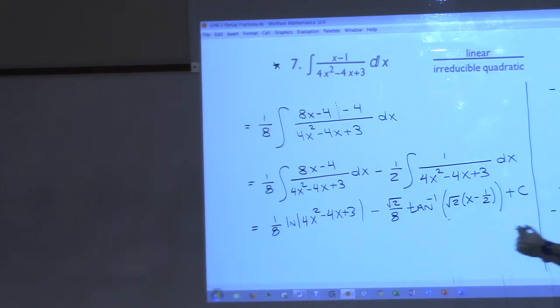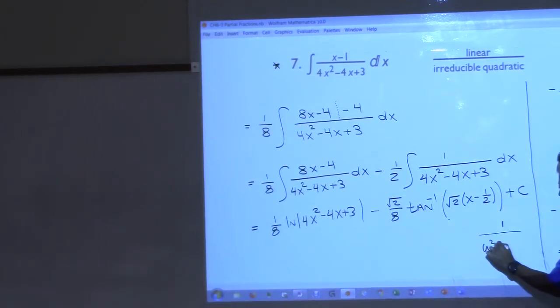Okay, so this right here looks like the formula 1 over u squared plus a squared. If this was a 4, you'd say a is 2, right? If this was a 9, you'd say a is 3. But this is a half, so you have to take the square root of it. And so that's what I did up there.